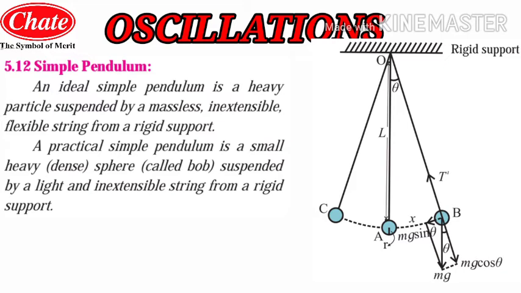Thus the weight mg is resolved into two components, which you can see in the diagram. The first component is mg cos theta along the string. The second component is mg sin theta, which is perpendicular to the string. It is the restoring force acting on the mass m, tending to return it to the equilibrium position. These are the two components of the weight mg.